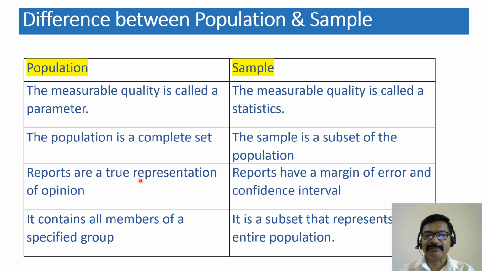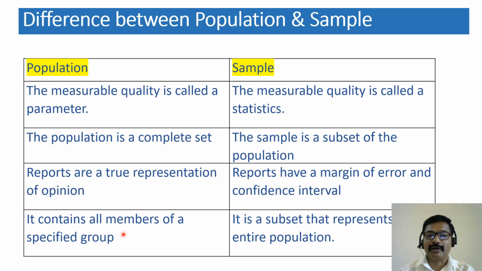So whereas in the population, if you measure the complete population, then that will be a true representation of the opinion. There will not be error in the population. But again, that is not practically possible. So that's why we have to adopt the sample, and of course, it will have the error and the confidence interval. That kind of thing will be there as a part of sample.